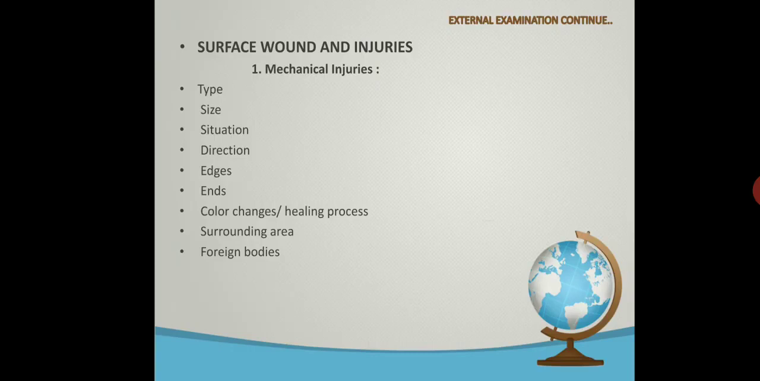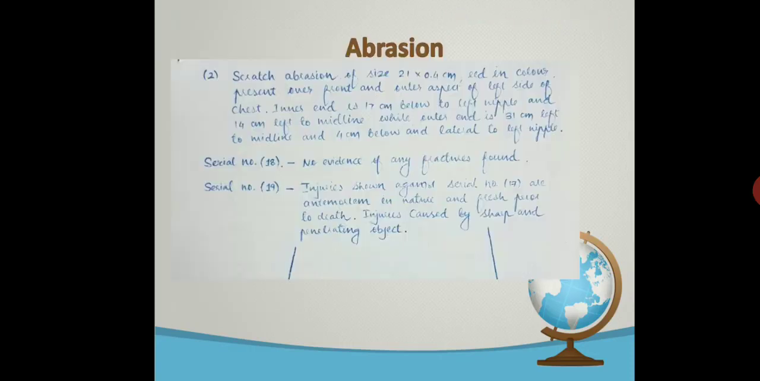We go through it thoroughly, and I give a total overview about the common types of injury. So if you face the postmortem examination of an assault case and you find a mechanical injury, then what should you keep in mind? You have to describe the type, size, situation, direction, age, color changes or healing process, surrounding area, foreign body, all those things which are useful to identify the particular injury. So simply we go onward.